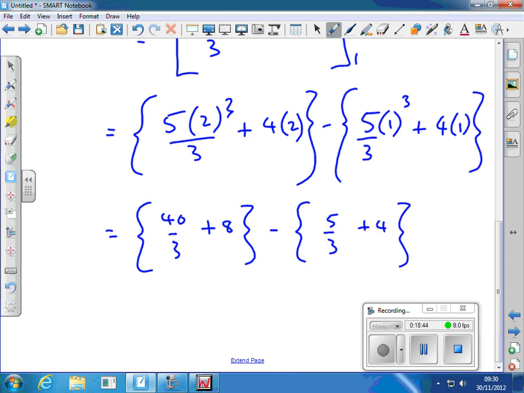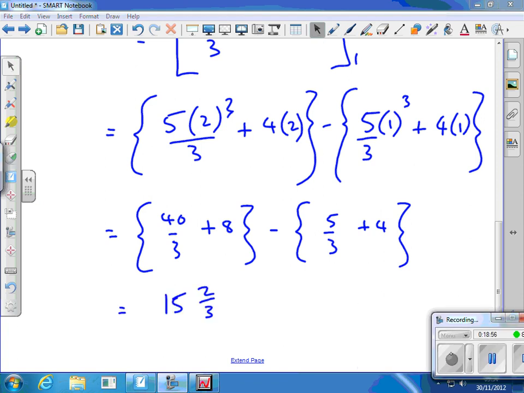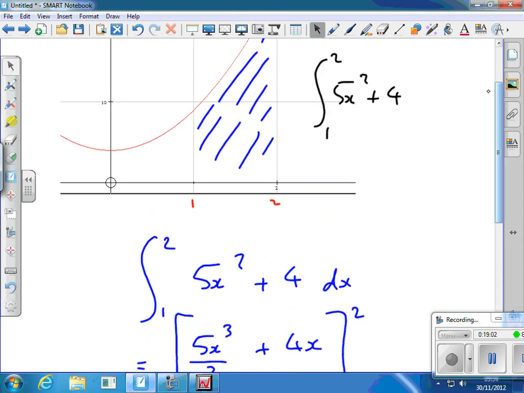And then I work out what that is. A calculator obviously you could use at this point, and end up with the integral, which will be the area under the curve. The final answer turns out to be 15 2/3, which is the area under the curve. So what we're saying is this area here is 15 2/3. That area, 15 2/3.